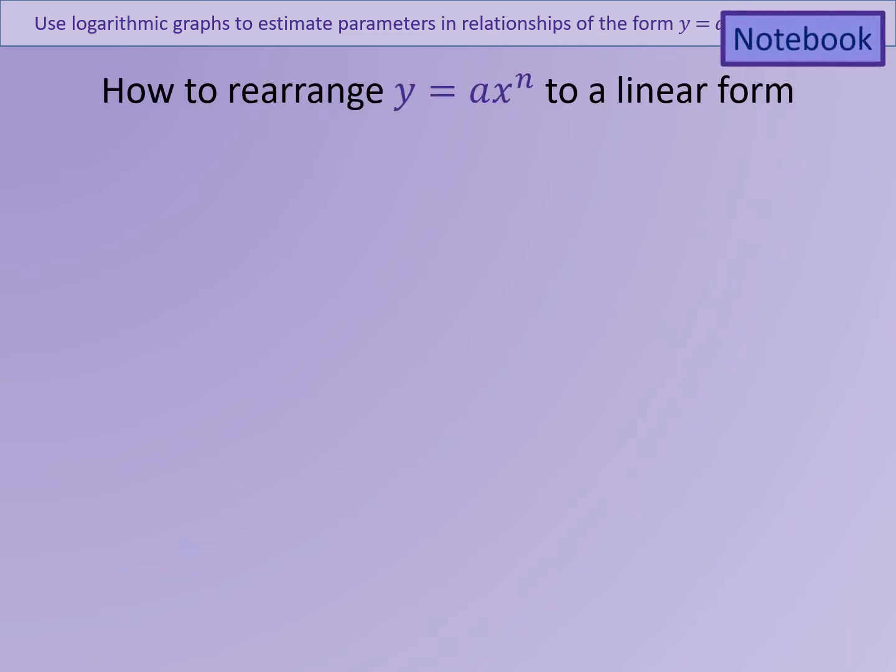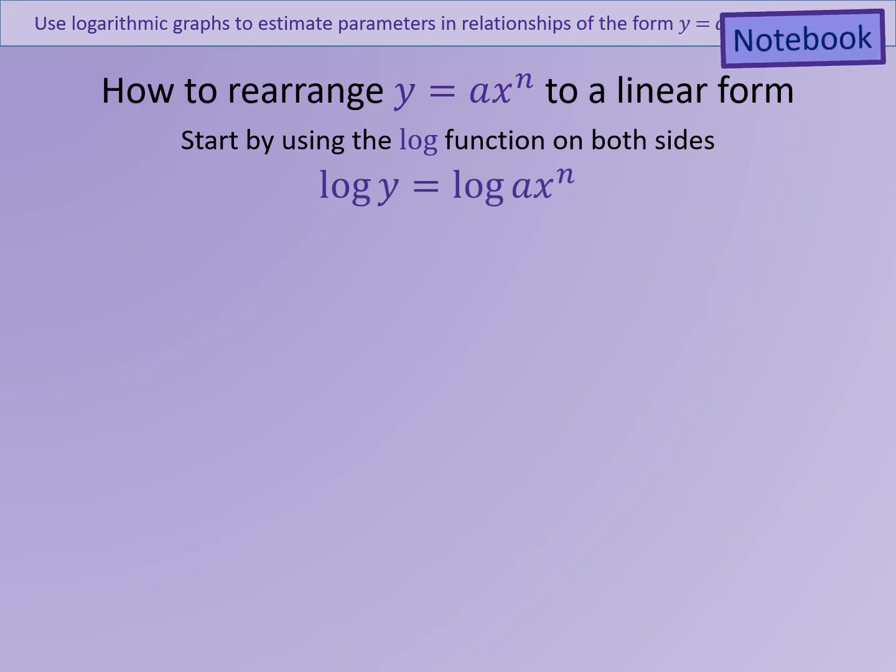Okay, good. So the next thing I need to do is learn how to change an equation that is not in linear form, it is in the form y equals a times x to the power of n, into a linear form equation. And the way that I do that is using logarithms. So step one would be to take logs of both sides. Now I'm taking log to base 10 because it's the most commonly used logarithm.